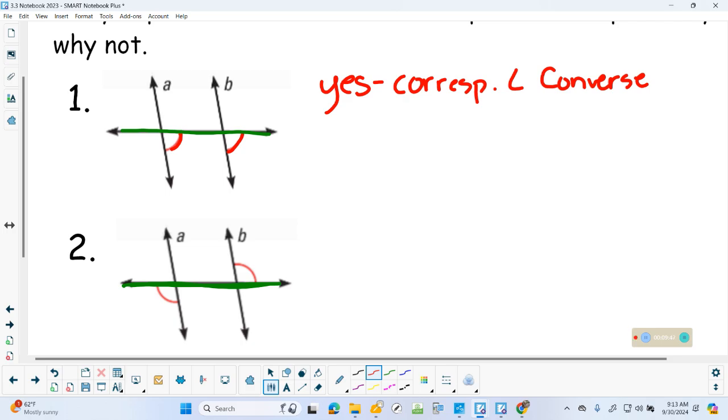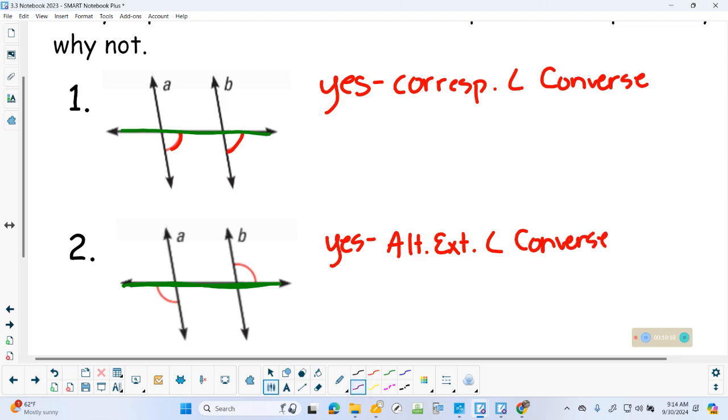Oh, perfect, Parker. Alternate exterior. So yes, the lines are parallel. If alternate exterior angles are congruent, then the lines are parallel. So I'm going to say yes. This time I'm going to say alternate exterior angle. What's the final keyword on this? Converse.